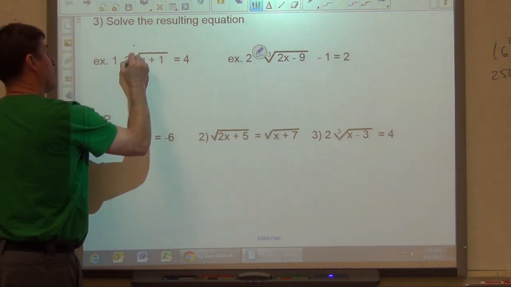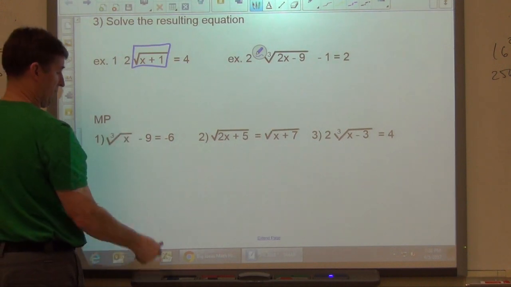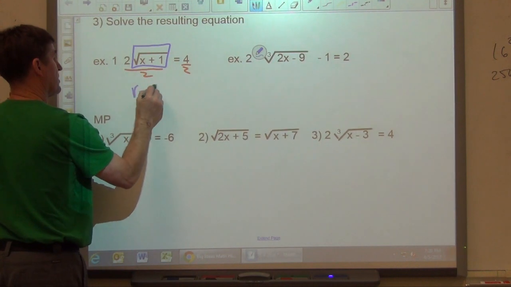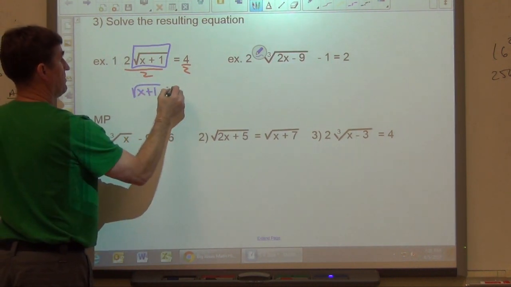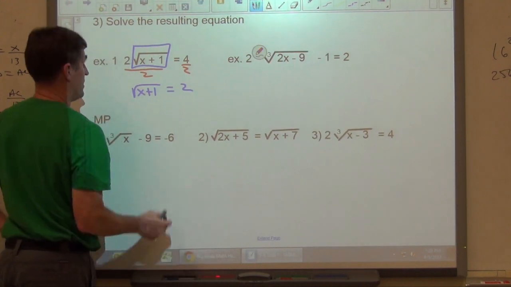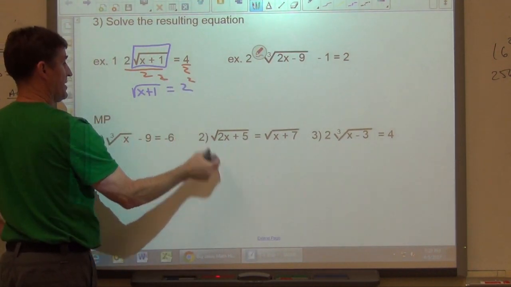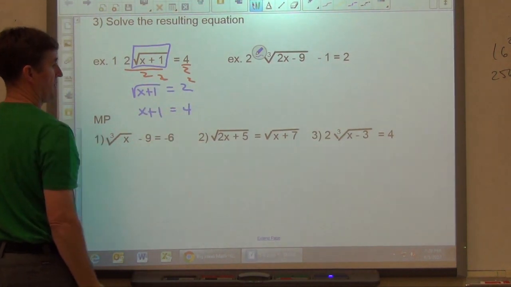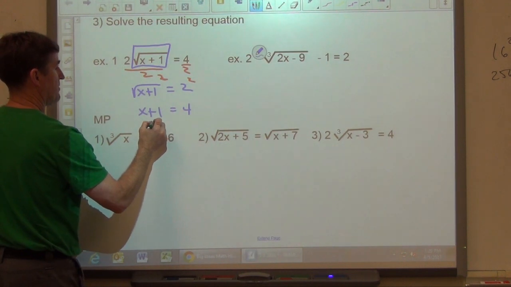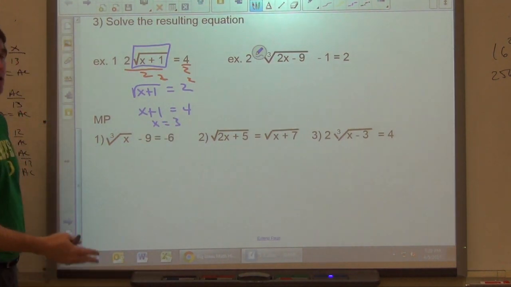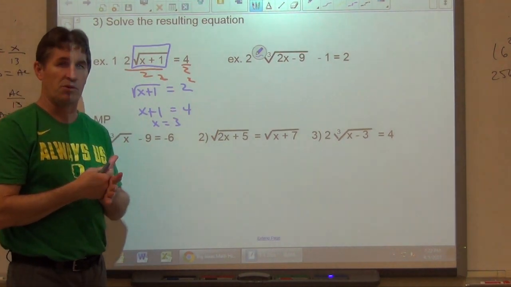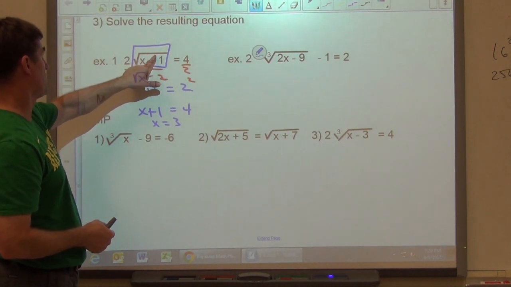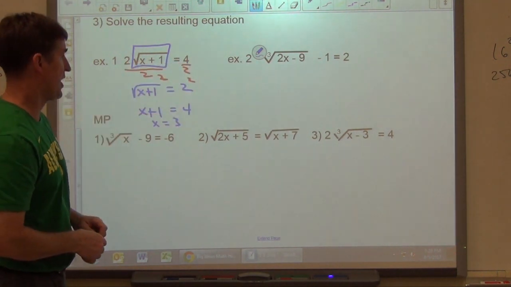Here's our radical, so we have to get that by itself, so I would divide by 2. And we get the square root of x plus 1 equals 2. Then it's the square root, so we square both sides. And we get x plus 1, because those cancel, equals 4. Then we solve for x, subtract 1, and we get x equals 3. You should always check these, because we're going to get some extraneous solutions as we go through this where the numbers don't actually check. But 3 plus 1 is 4, the square root of 4 is 2, 2 times 2 is 4, and so it checks.